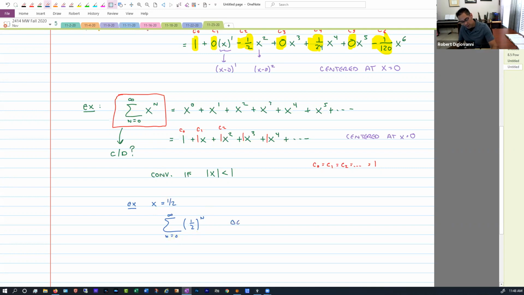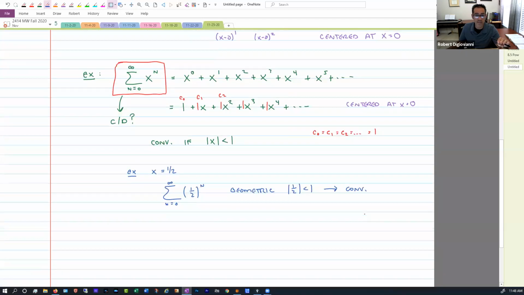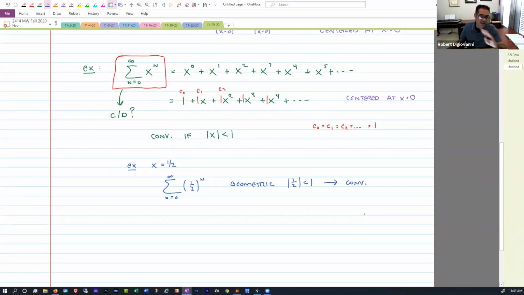So if x is 1/2, then that series becomes this. This is geometric, right? With 1/2, the absolute value of that is less than 1, and that means we're going to get convergence. Now, we could figure out what it converges to, but let's not do that. All I care about is that it converges. Do you all agree it converges? Yes? Okay, now let me give you another example.